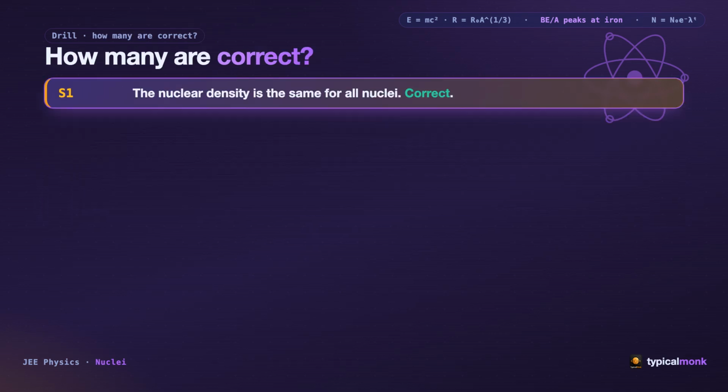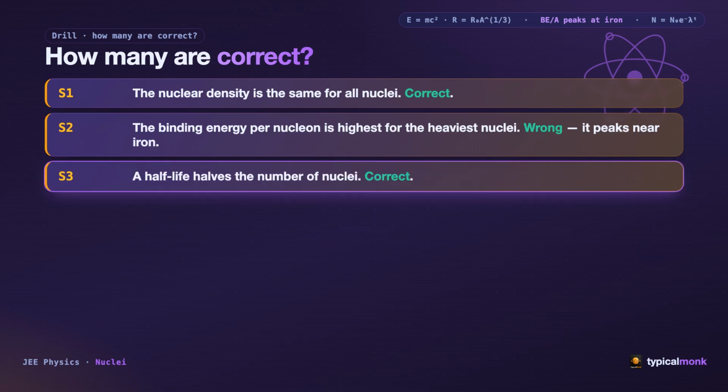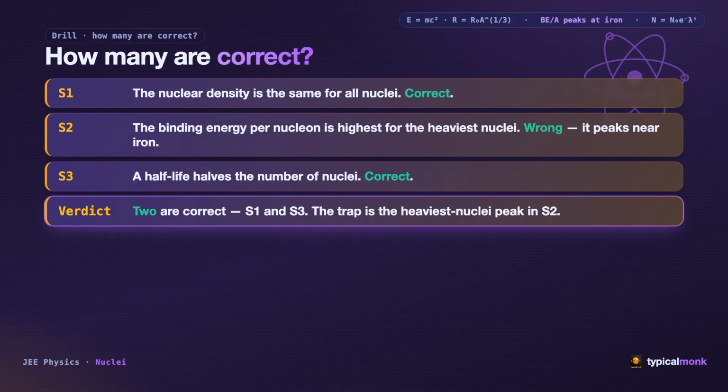Now, how many of these statements are correct? Statement 1: the nuclear density is the same for all nuclei. Correct. Statement 2: the binding energy per nucleon is highest for the heaviest nuclei. Wrong, it peaks near iron. Statement 3: a half-life halves the number of nuclei. Correct. So the answer is 2 correct: statements 1 and 3. The trap is the heaviest nuclei peak in statement 2.